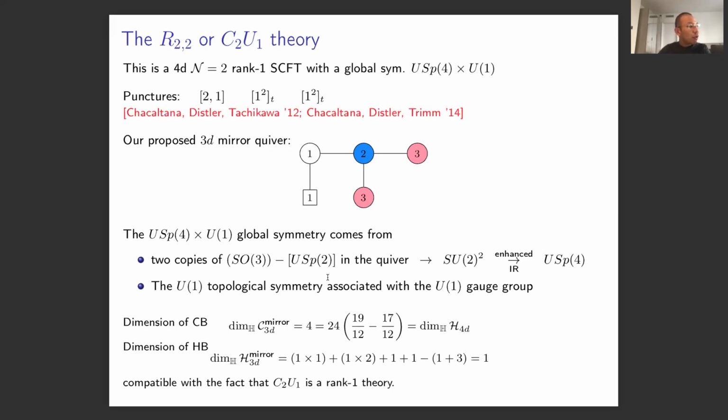You can compute the dimension of the Coulomb branch and the Higgs branch. The dimension of the Coulomb branch of this quiver is 4. You add up the ranks, and indeed it matches the Higgs branch of the 4D theory. Now, what is interesting is that the Higgs branch of the mirror turns out to be 1/4 of the dimension. And you know very well that a hyperkähler cone with one quaternionic dimension has to be an orbifold of C2. So it's C2 mod gamma. Would you like to guess what gamma is?